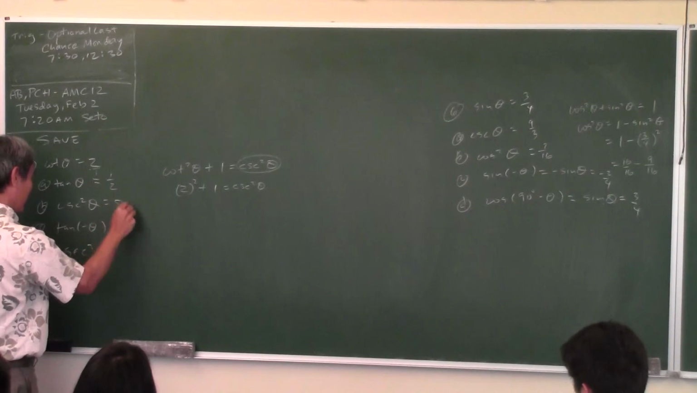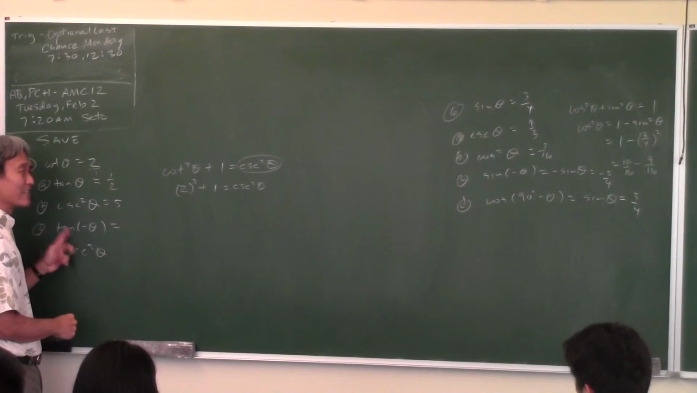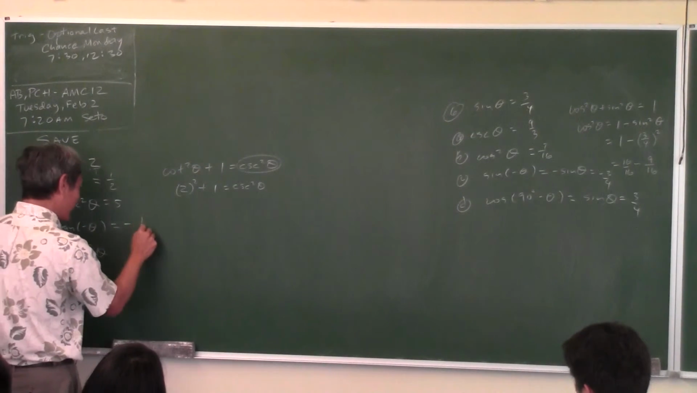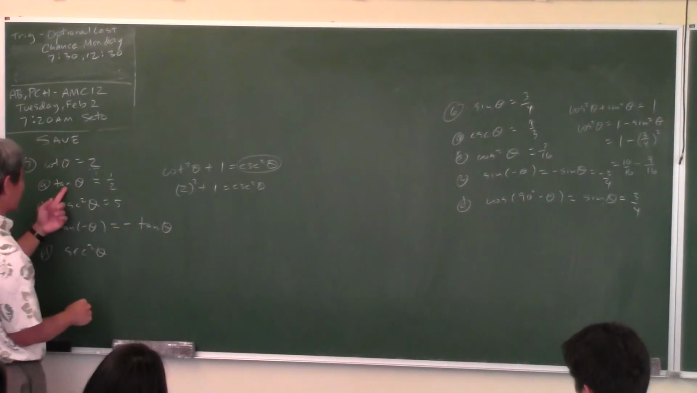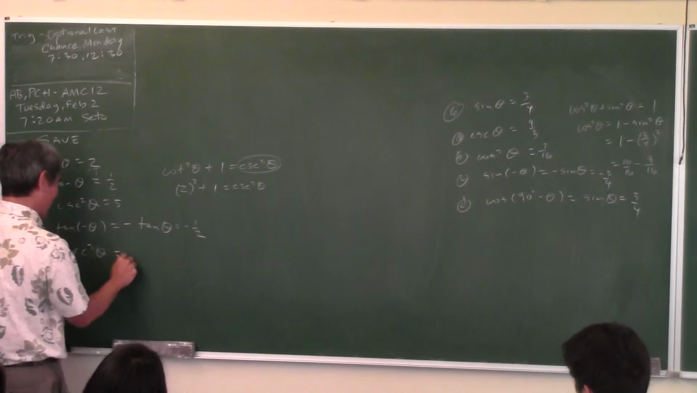5. Okay, finally, tangent negative theta. Okay, what's the identity for tangent of negative theta? Negative tangent theta. Yeah, but we just figured out tangent theta right here. So the answer is negative half. And then secant squared theta.